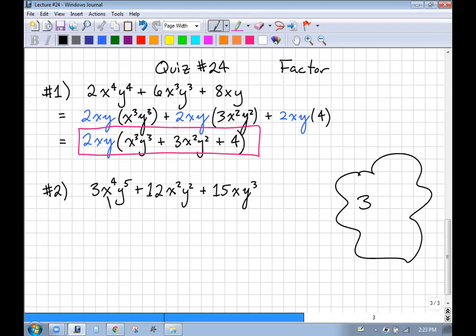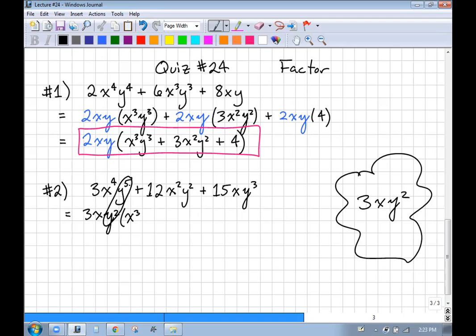Now for the x's, I got 4 here, 2 here, but I only have 1 there. So the most number of x's I can pull out is a single x. For the y's, I got 5 here, 3 here, but I only have 2 there. So the most number of y's I can pull out is 2 of them. So I'm going to rewrite each of these terms as this times whatever I need. So I got a 3xy squared. So to get this first term, I already have the 3. I'm going to need an x cubed because I only have an x.